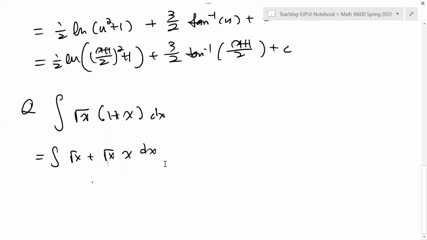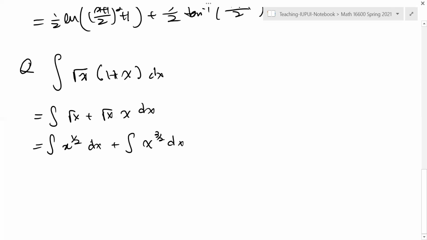Okay, all right. So the antiderivative of x to the 1/2, plus x to the 3/2, dx. You find the antiderivative of each of them, then plus a constant. Then you simplify.